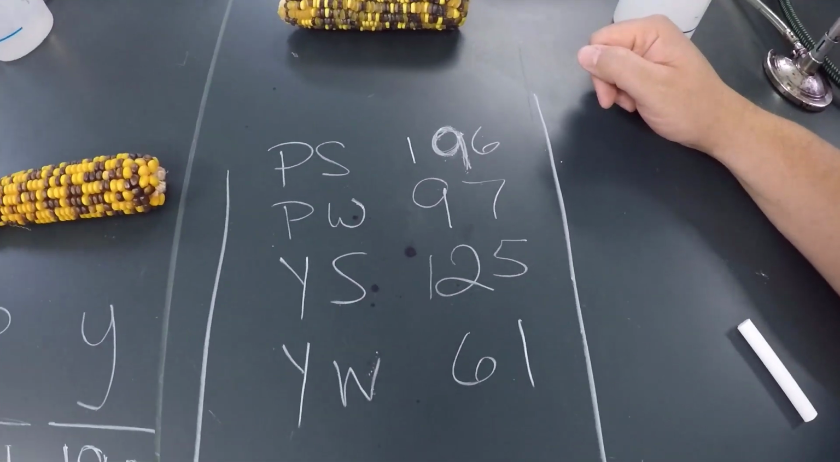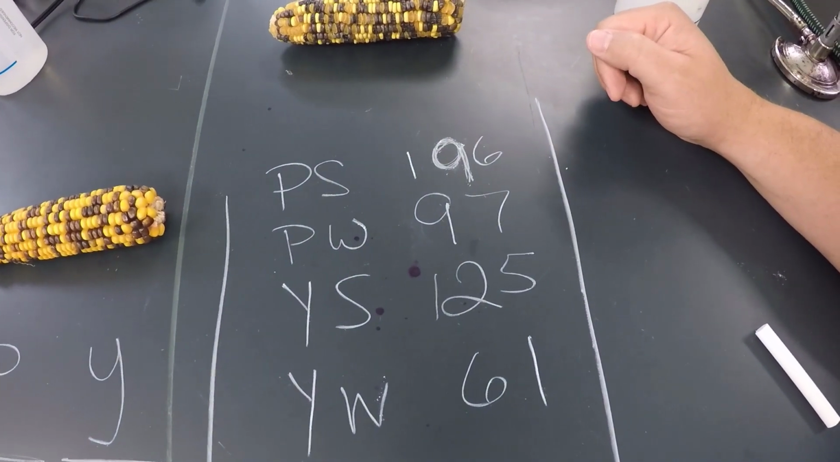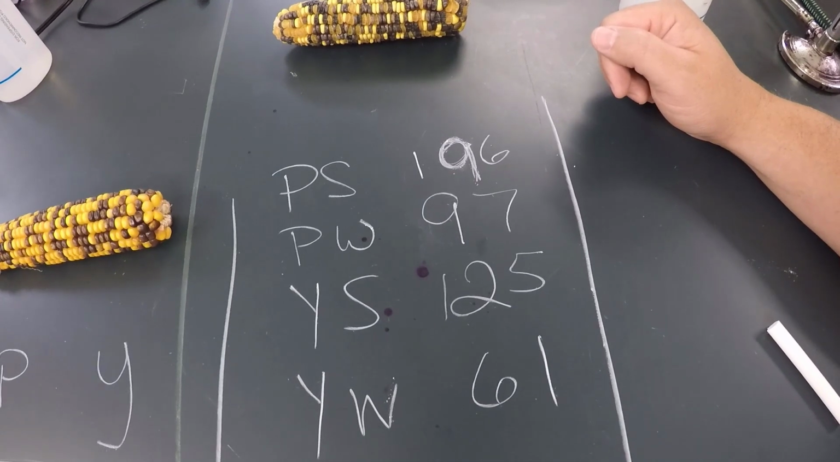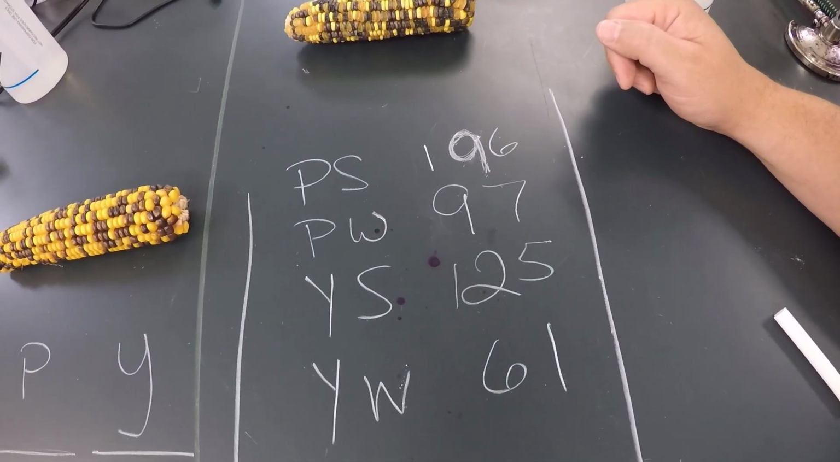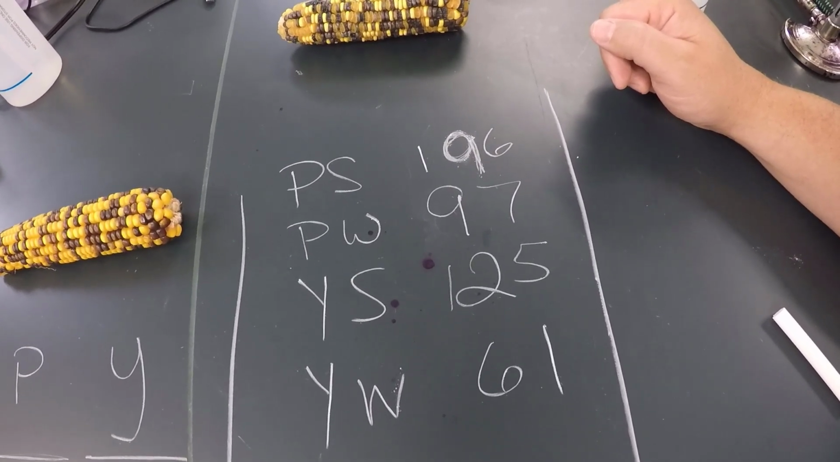Okay, so I already went through and gave you the numbers. So purple smooth or purple round, there was 196. Purple wrinkled, there was 97. Yellow smooth, there's 125. And yellow wrinkled, there's 61. Okay? Again, just like what you did before, to calculate what your expected values should be, you have to add those numbers together. 196 plus 97 plus 125 plus 61. That's your total kernels or total offspring.